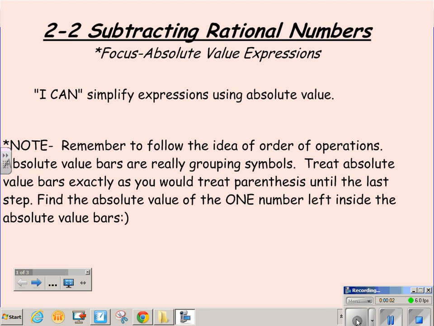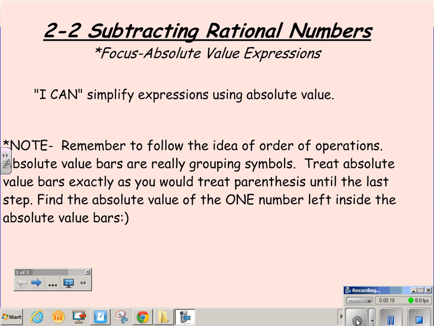Today we're going to learn about absolute value expressions. The problems that you're going to be focusing on today come from the book section 2.2, Subtracting Rational Numbers. But our I can statement is: I can simplify expressions using absolute value.